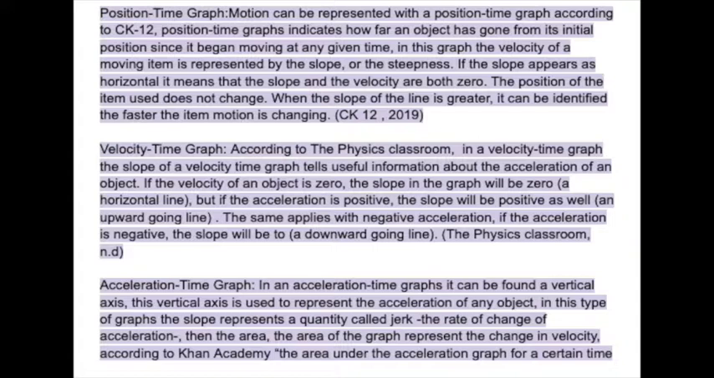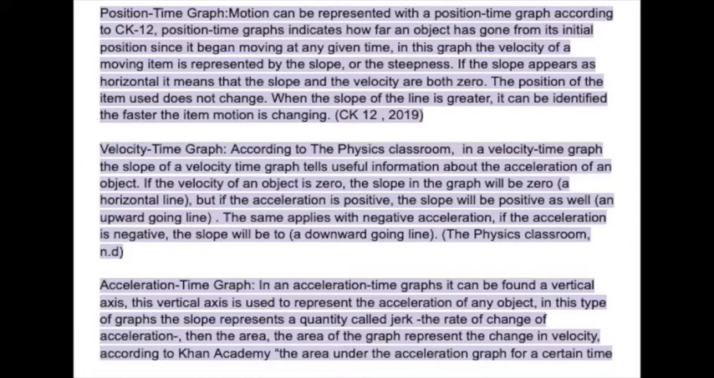Also, according to the physics classroom, in a velocity time graph, the slope of a velocity time graph tells useful information about the acceleration of an object. If the acceleration of an object is zero, the slope in the graph will be zero, a horizontal line. But if the acceleration is positive, the slope will be positive as well, an upward going line. The same applies with negative acceleration. If the acceleration is negative, the slope will be a downward going line.